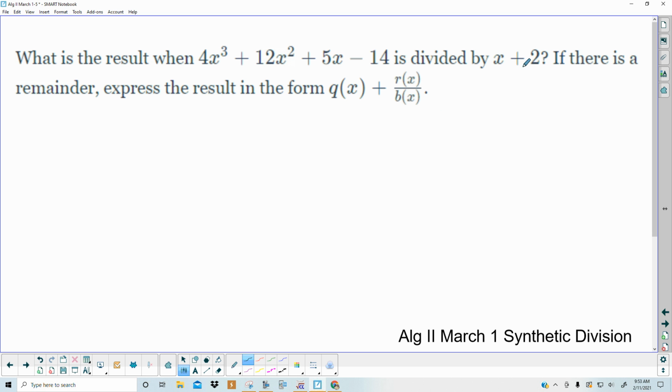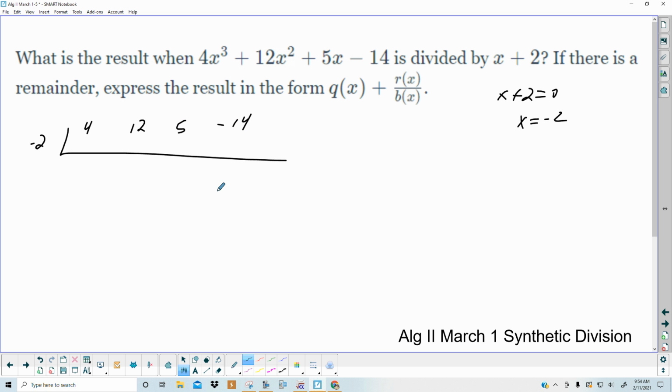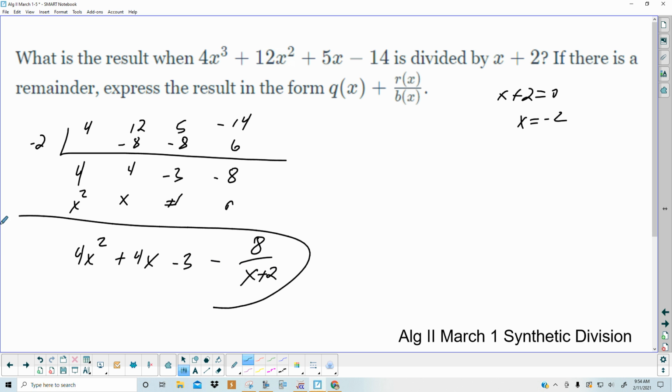All right, x plus 2. So what makes that 0? Negative 2. Negative 2 is written out front. So 4, 12, 5, negative 14. Drop the 4. Start multiplying. Negative 8, 4. Negative 8, negative 3, 6, negative 8, remainder, number, x, x squared. 4x squared plus 4x minus 3 minus 8 over x plus 2. There's your answer. Okay.